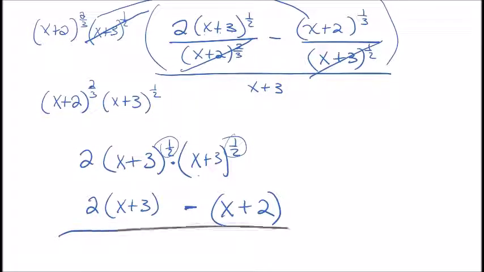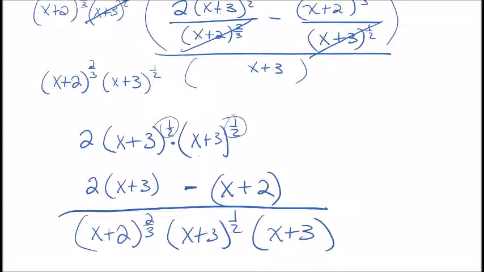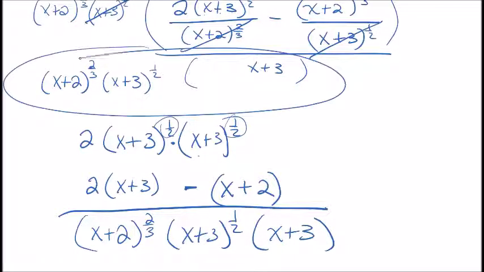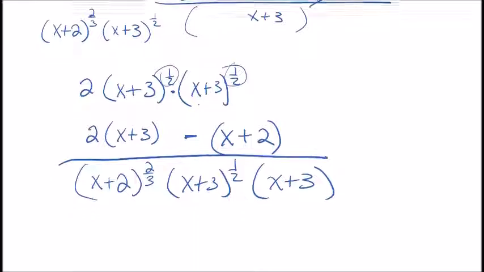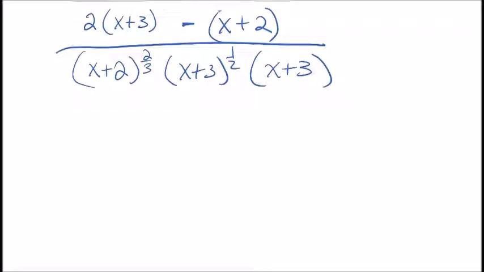And then we're going to put that all over, and we multiply all of our bottom out here, so we get x plus 2 to the 2/3 times x plus 3 to the 1/2 times x plus 3. So I just multiplied these together here. Okay, and then we get this problem.